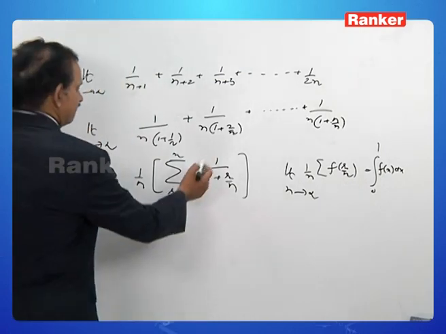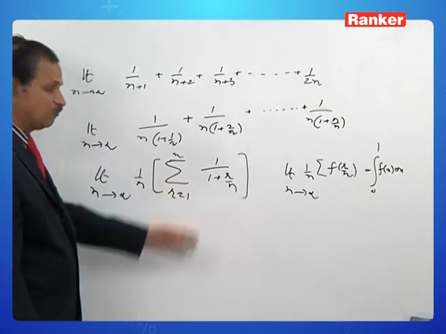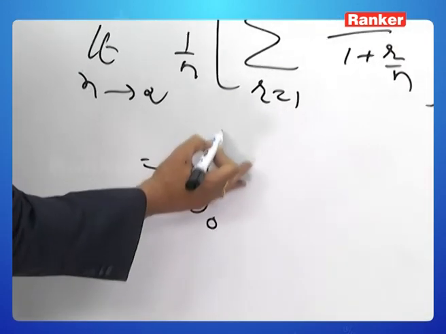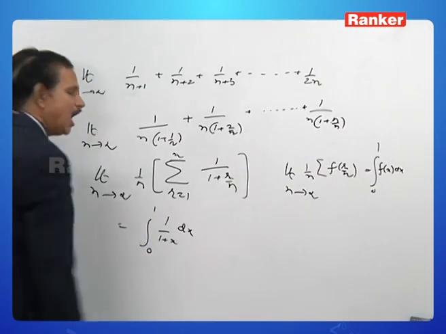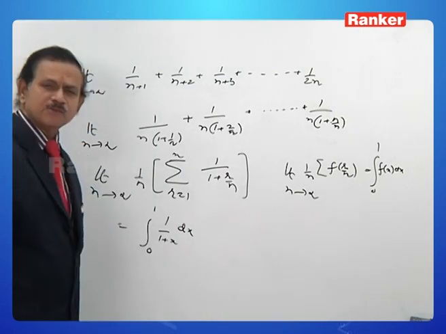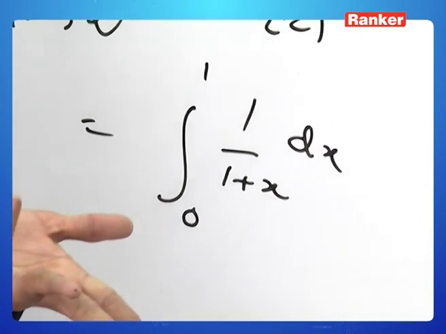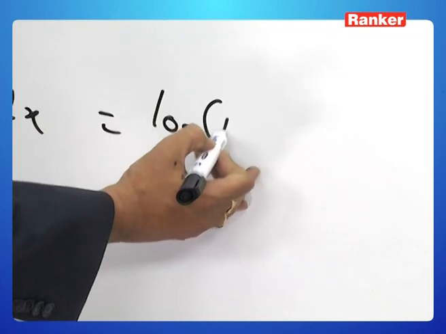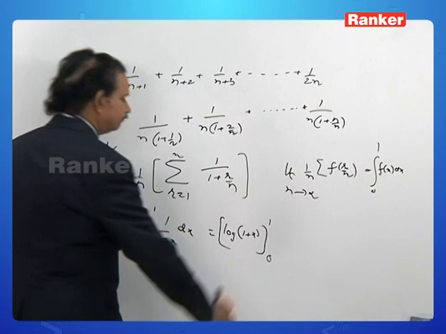Like that, this is f of r by n. In the place of r by n, you can replace x, so that it is 1 by 1 plus x. Hence, this is the integral 0 to 1, 1 by 1 plus x dx. We all know that it is ln mod 1 plus x. You need not use the modulus symbol. Why? Because x ranges between 0 and 1 only, hence it is non-negative. Therefore, it is log 1 plus x between the limits 0 to 1.